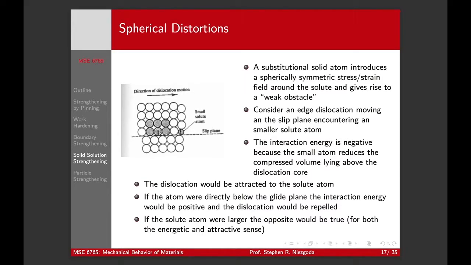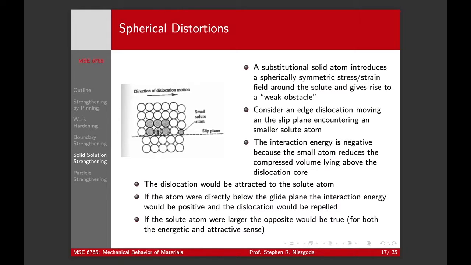Now imagine if this atom were down here, just below the slip plane. That would have a positive energy and would tend to repel the dislocation. And the opposite would be true. If I had a big solute atom up here, it's going to repel this dislocation. And the big solute atom down here is going to attract this dislocation. Okay?